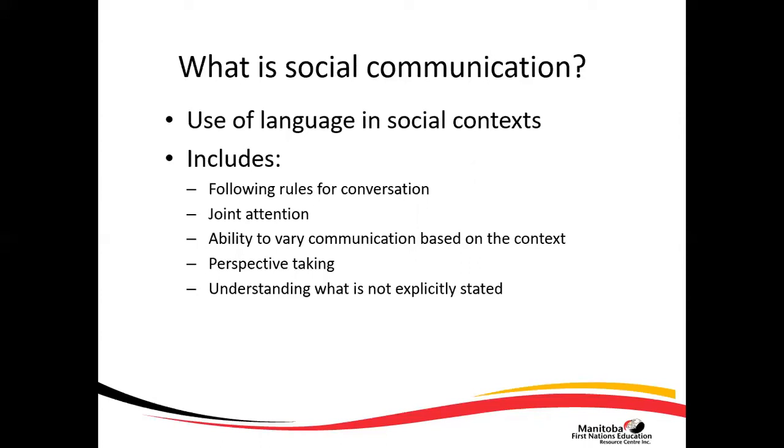Social communication also includes the ability to vary communication based on the context. So this is knowing that we speak differently to our teacher at school when compared to our friend on the playground. And social communication also includes perspective taking and understanding what is not explicitly stated.